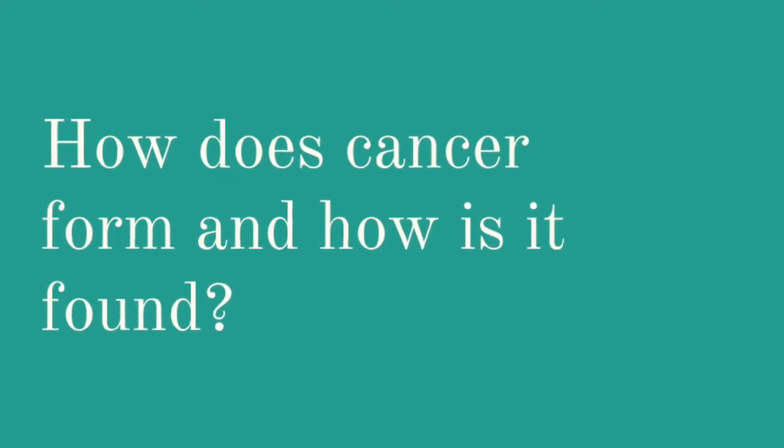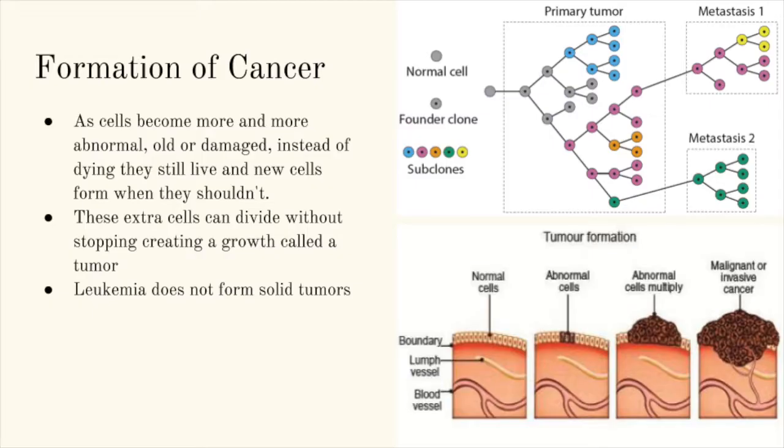How cancer forms. How does cancer form and how is it found? Formation of cancer: a cell becomes more and more abnormal, old or damaged. Instead of dying off, they tend to live. And the longer they live, they grow together and become a tumor. But leukemia, which is a type of cancer, does not form solid tumors like the rest do. So it's harder to find cancer with leukemia than with any other kind.